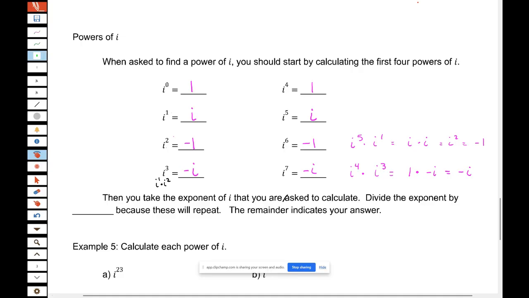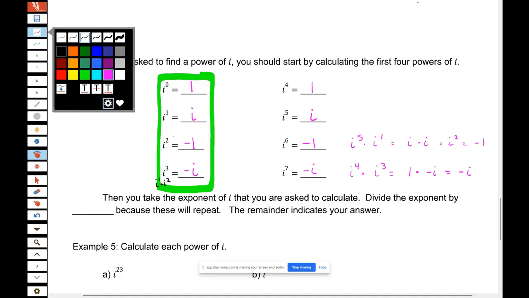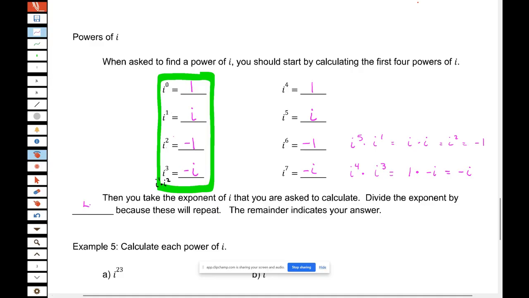So all you need to do is the first four of them if you forget, because I don't expect you to memorize this, but it's pretty quick to do the first four. And then all you have to do is take the exponent of I that you are asked to calculate, divide that exponent by the value of 4, because the first four keep repeating. The remainder indicates your answer.